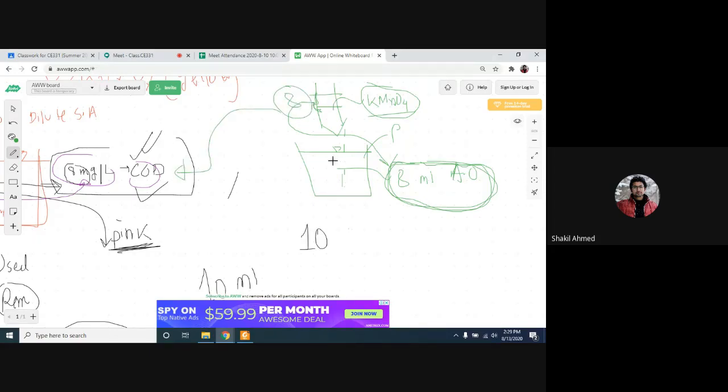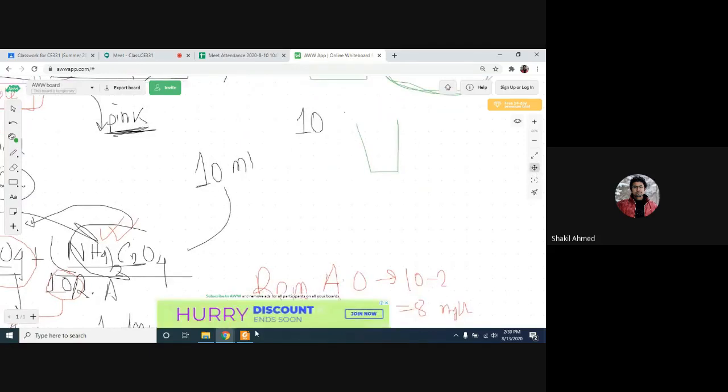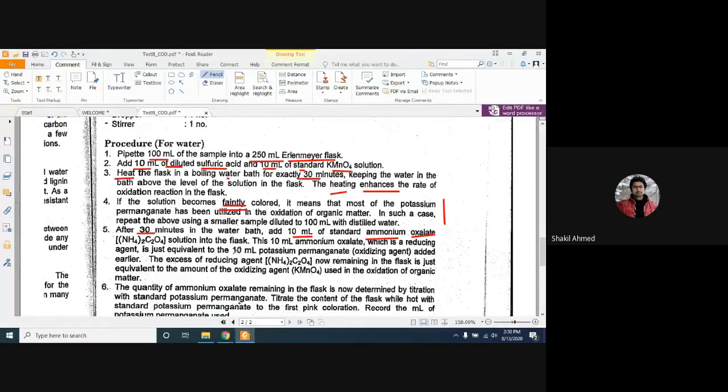Okay, yes, ma'am. So that's actually easy. So instead of potassium permanganate, you can also use any other oxidizing agent here.